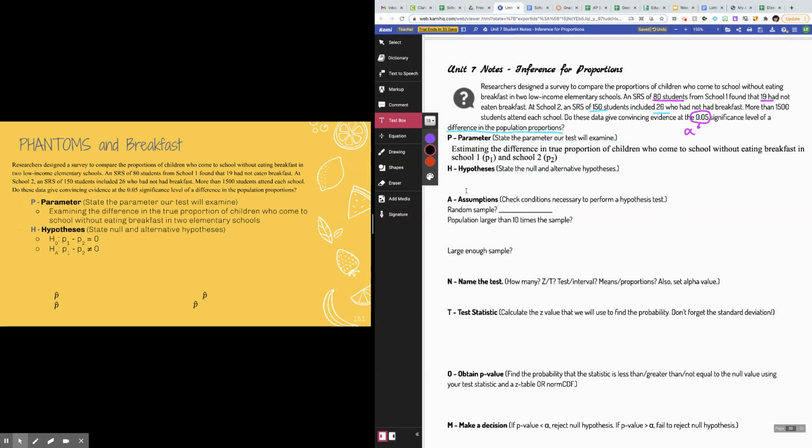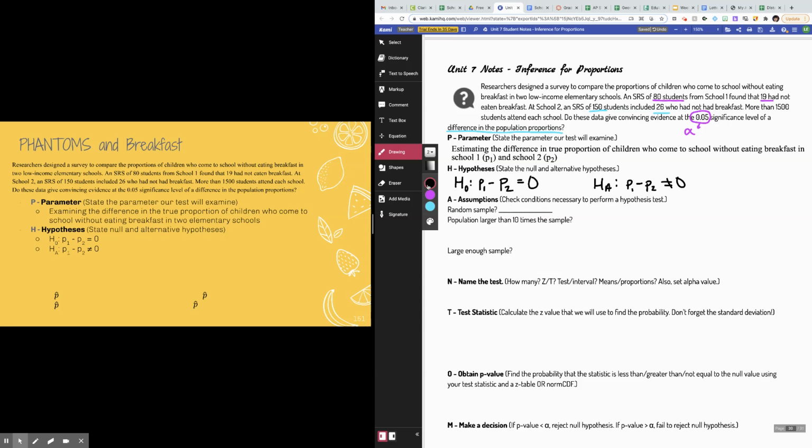Okay, next, hypotheses. And I'm actually going to write these out rather than drawing them. So my null hypothesis is that P1 minus P2 equals 0. And then my alternative hypothesis is that P1 minus P2 is not equal to 0.